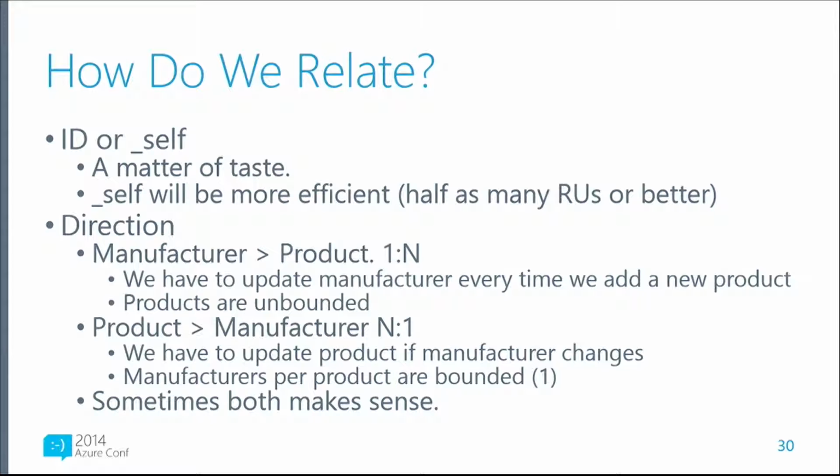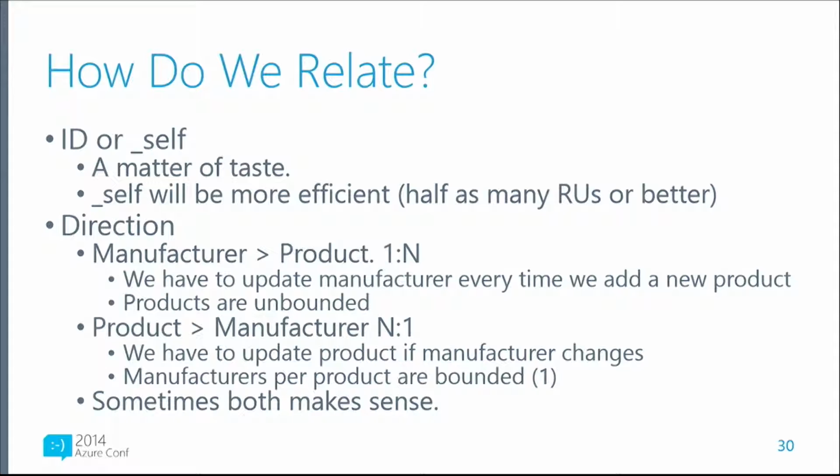The other is to use the self-link. To a degree, it's a matter of taste, but the important thing to remember with the self-link is that it is the most efficient operation that we're going to be able to perform against our database. Right? It uses a low level of request units, and therefore, if we can get away with using it, i.e. if we're happy to have the self-link rather than the human-readable identifier, it's going to be more efficient in the long run.